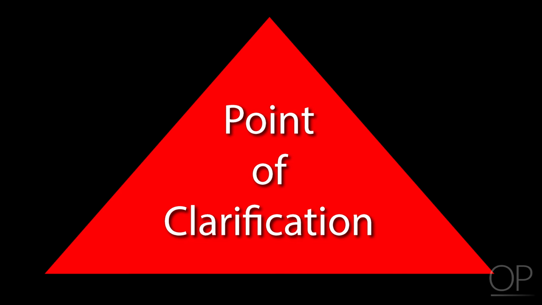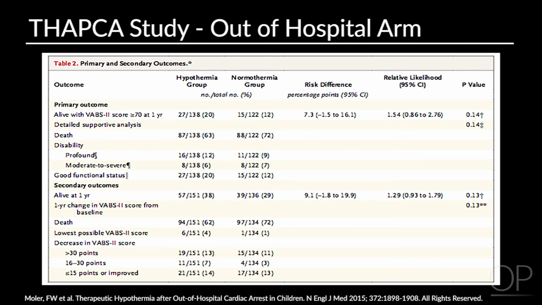Point of clarification. The out-of-hospital cardiac arrest arm of the THAPCA trial was published in the New England Journal of Medicine in May 2015 and analyzed data from 260 children suffering out-of-hospital cardiac arrests. This trial did not find a statistically significant difference in improved survival at 12 months post-arrest with good neurobehavioral outcome between patients in the hypothermia and normothermia groups.